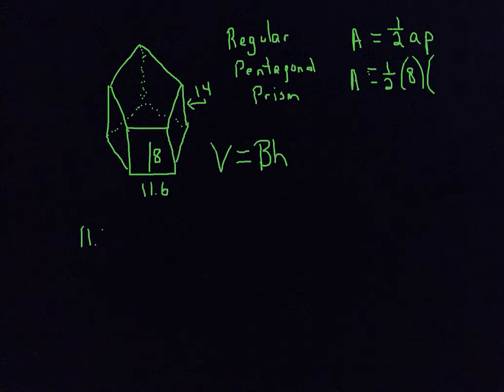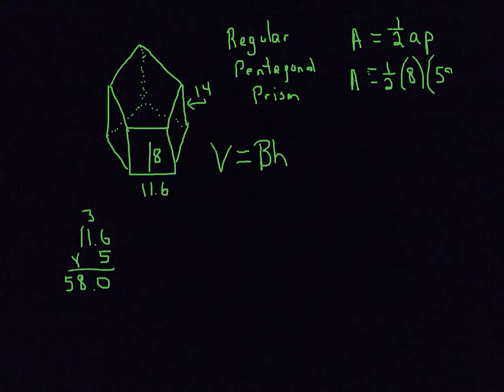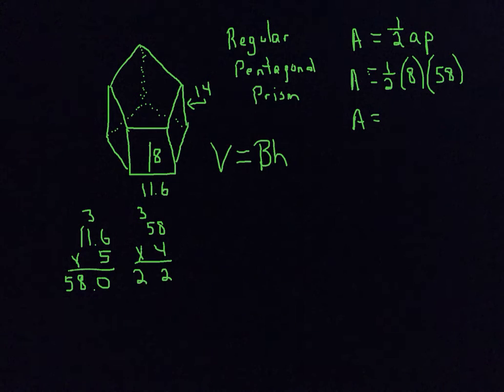So it's 11.6 times 5, and a calculator would be easier here, but oh well. 30, carry the 3, and then so it'd be 58 is our perimeter. All right, so this is going to be 1/2 of 8 times 58, so that will be 58 times 4. Again, a calculator would be very handy when doing these calculations. So 232 is the area of the base.